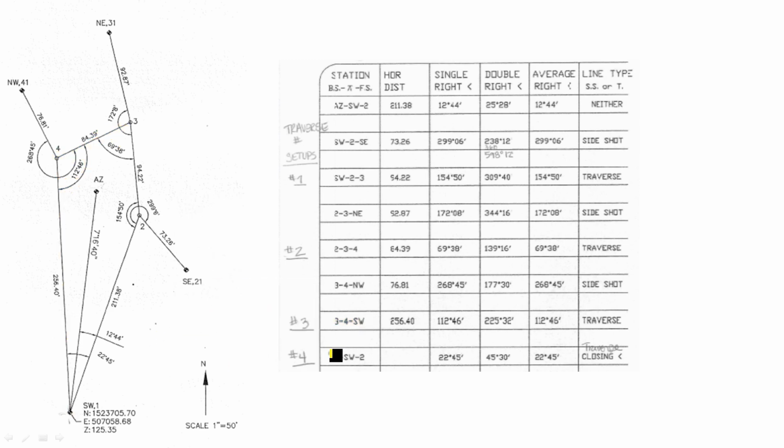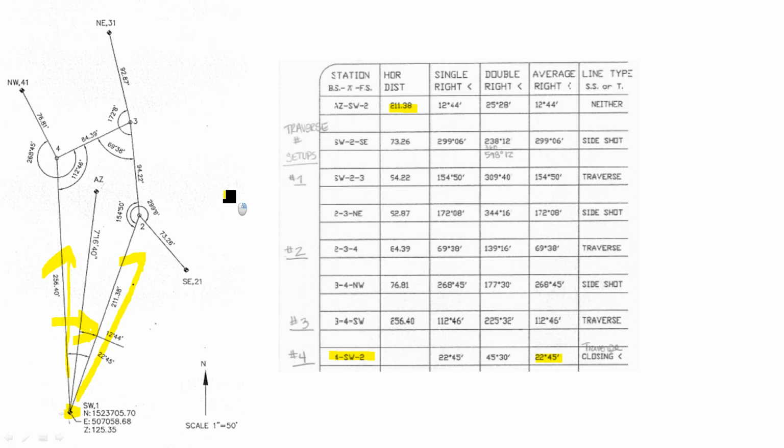Now I always have to end where I started. So I'm sitting at point 1 again. I backsight point 4, I turn the angle to the right, and I look at point 2. Now I don't have a distance because I've already collected it in the first setup. But I do have a closing angle, which is what it's typically called, because we're closing the traverse in a loop.